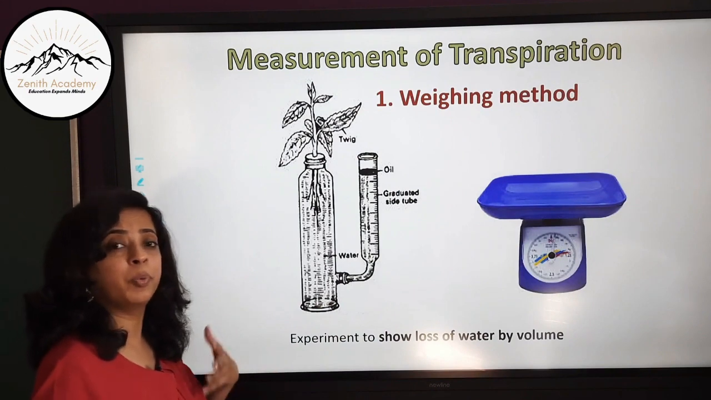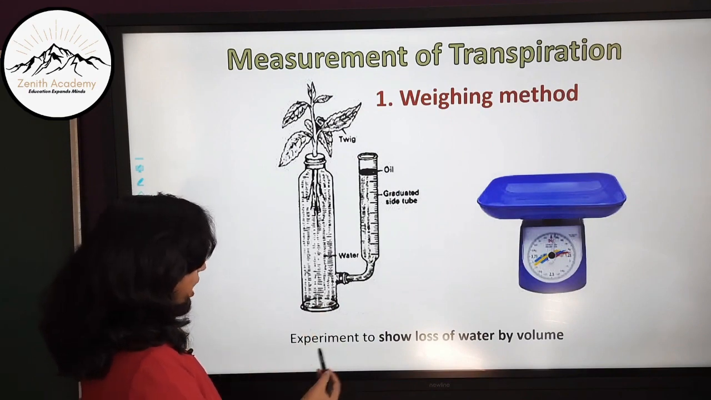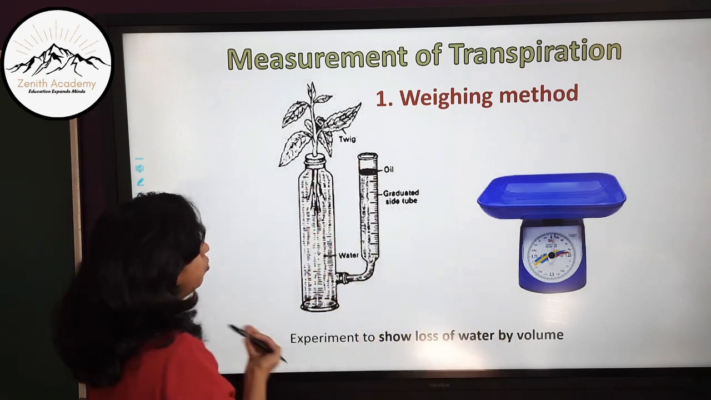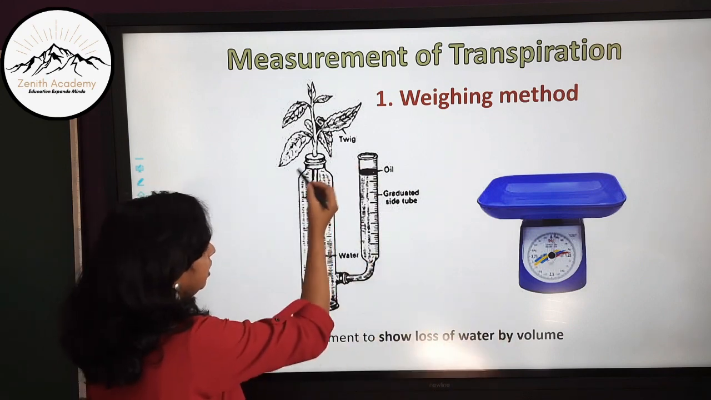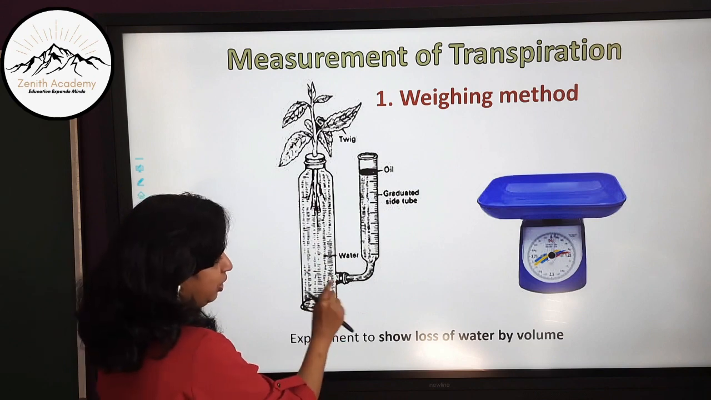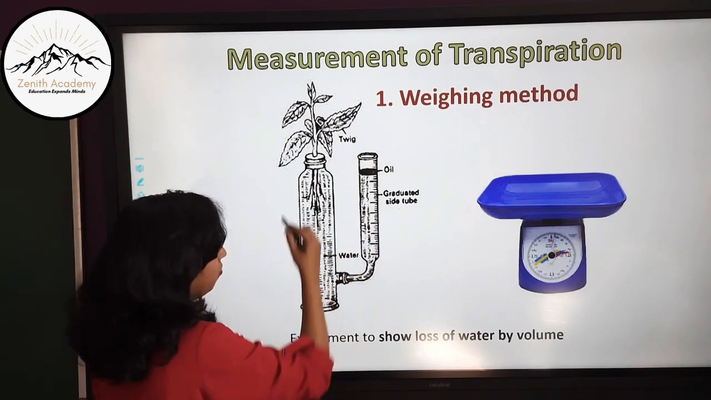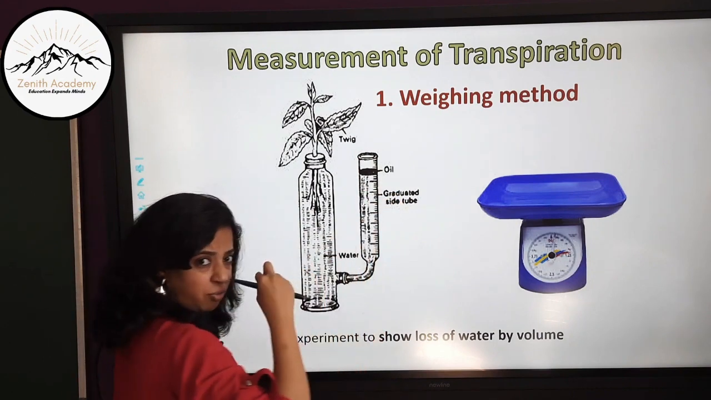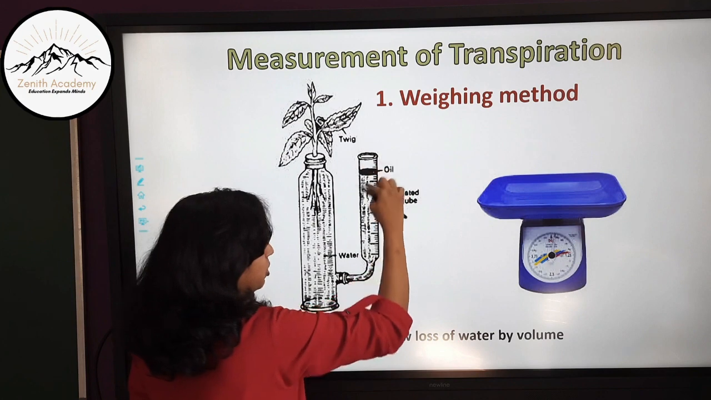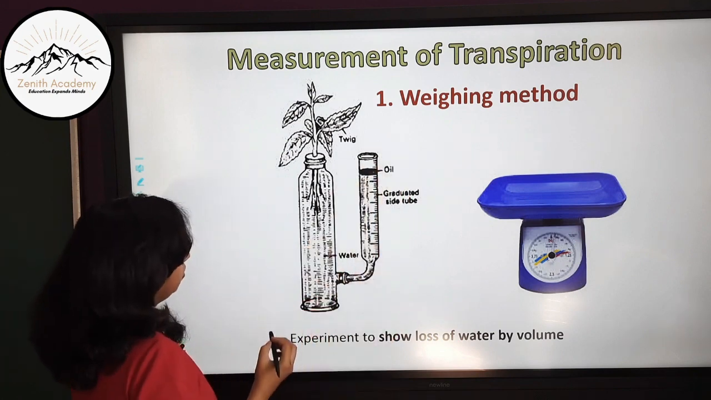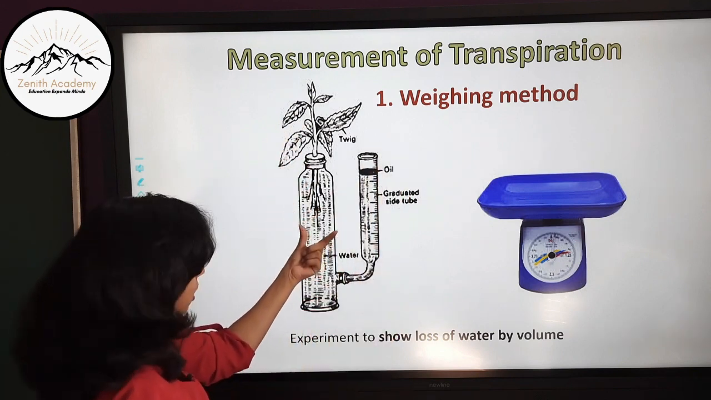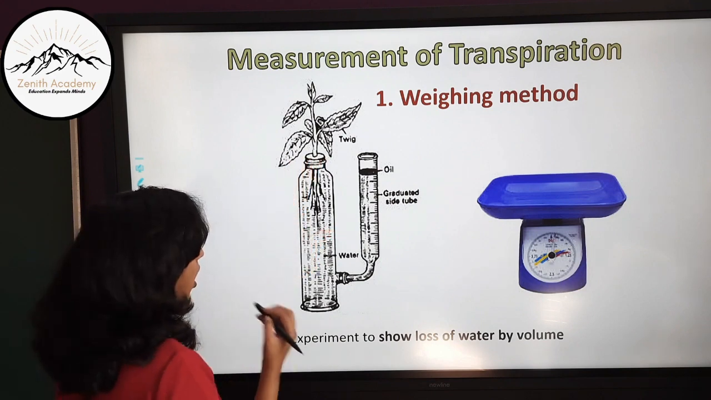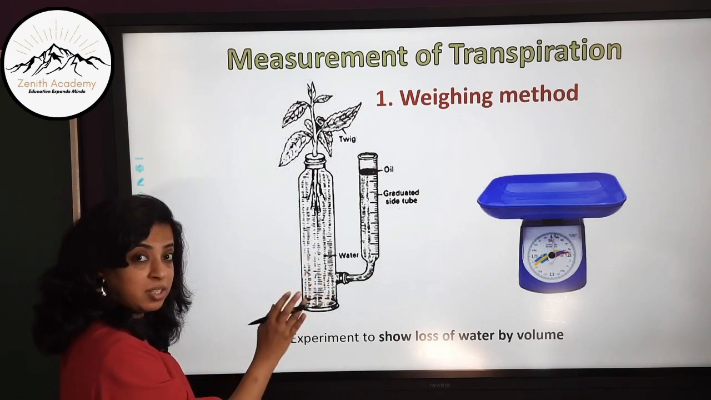Now a more improvised way to do this is by showing the loss of water by volume and by weight. So here what do we do? We take a glass bottle with a side tubing and attach a tube to it. We fill it with water. Here you can put a layer of oil as well so that there is no transpiration from this side. Now you take a twig of the plant. Cover this with cork so that no water is lost from here, and keep this arrangement in sunlight.